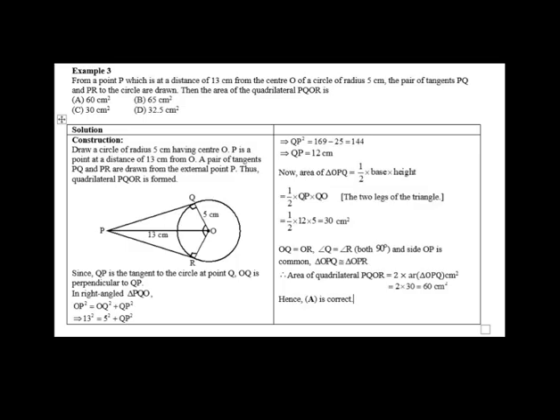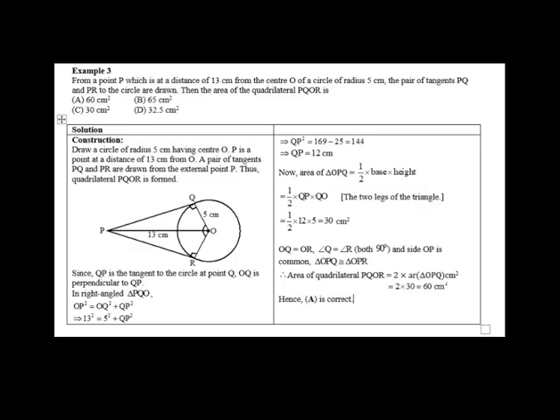In right triangle PQO, OP square is equal to OQ square plus QP square by Pythagoras theorem, which implies 13 square is equal to 5 square plus QP square. QP square is equal to 169 minus 25, which is equal to 144. Therefore, QP is equal to 12 cm. Now, area of triangle OPQ is equal to half into base into height, which is equal to half into QP into QO, which is equal to half into 12 into 5. Therefore, area of triangle OPQ is equal to 30 cm square.